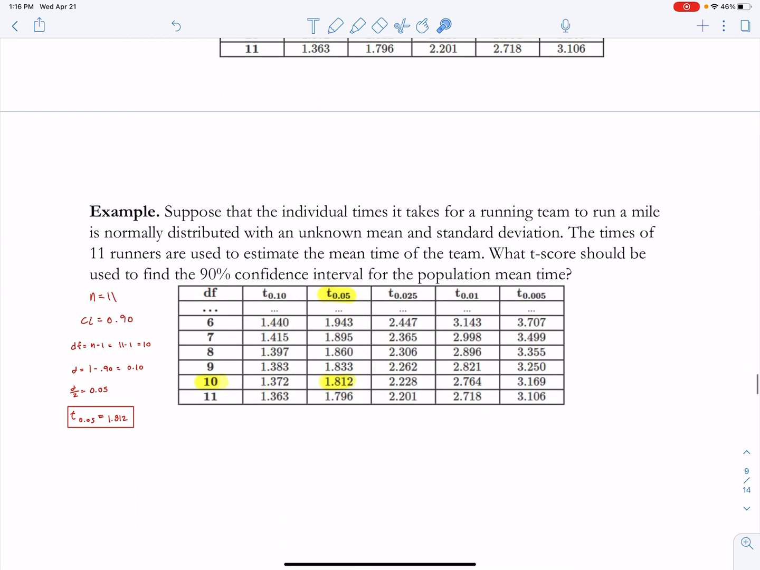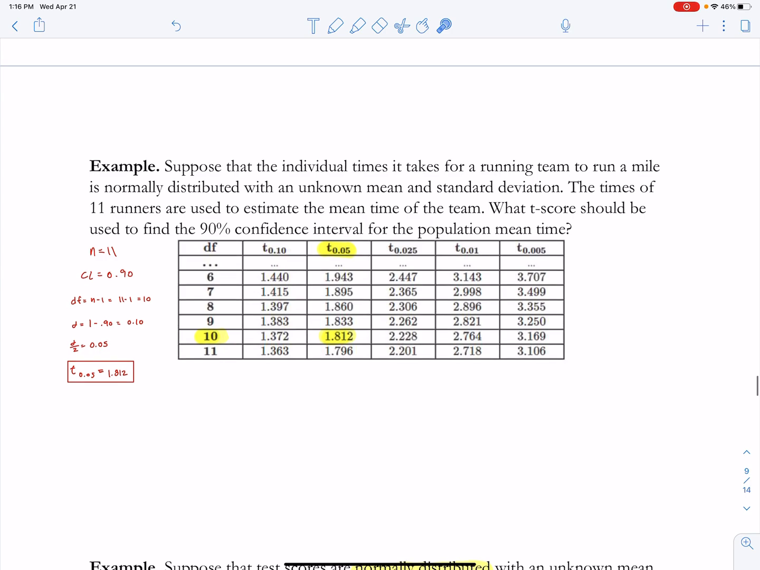It says, suppose that the individual times it takes for a running team to run a mile is normally distributed with an unknown mean. That's one of the characteristics that we need for this to work out. An unknown standard deviation. The times of 11 runners are used to estimate the mean time of the team. What t-score should be used to find the 90% confidence interval for the population mean time?